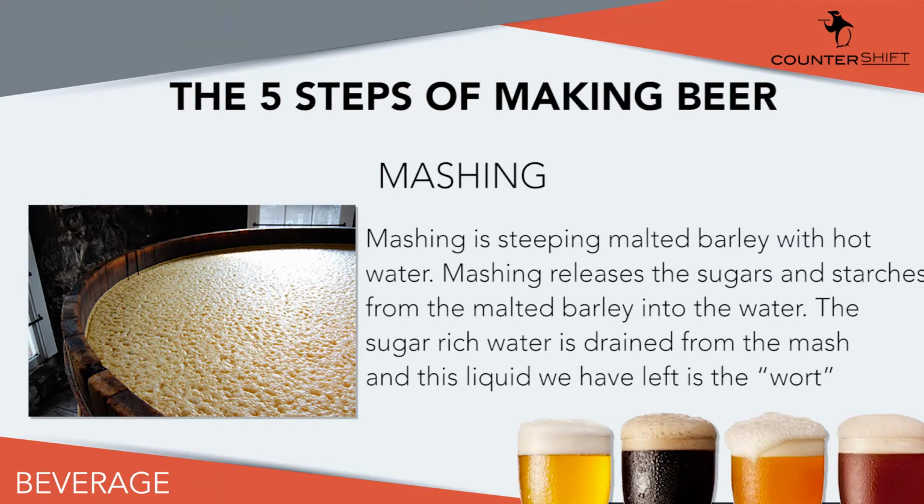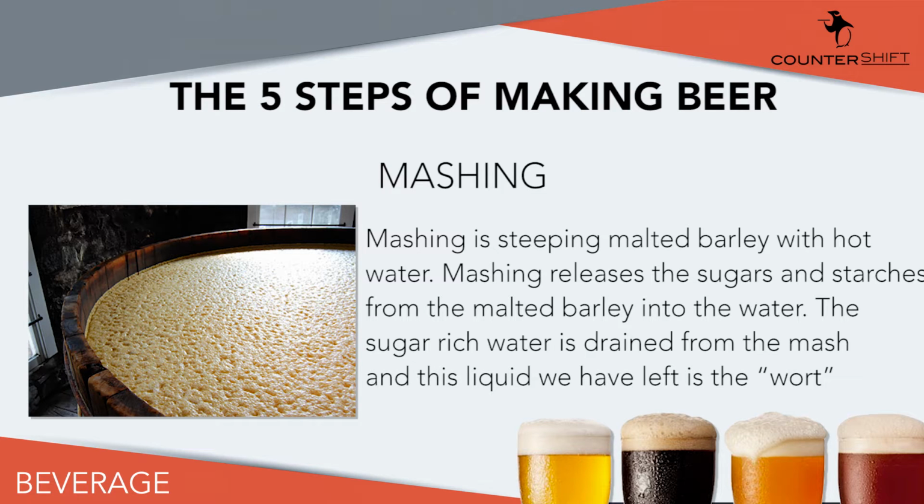This brings us to the next step, which is mashing. We really aren't mashing anything. Instead, we are creating a mash. Mashing is steeping the malted barley in hot but not boiling water, sort of like tea. This releases the sugars and starches from the malted barley into the water.